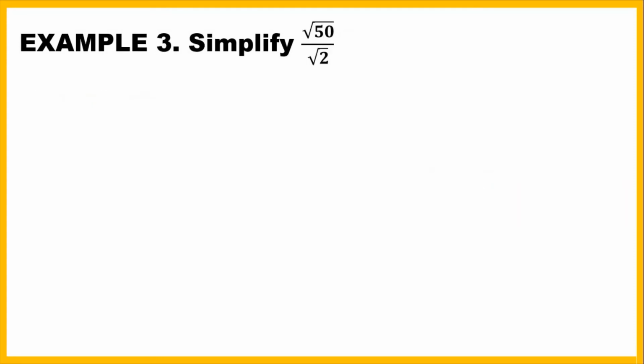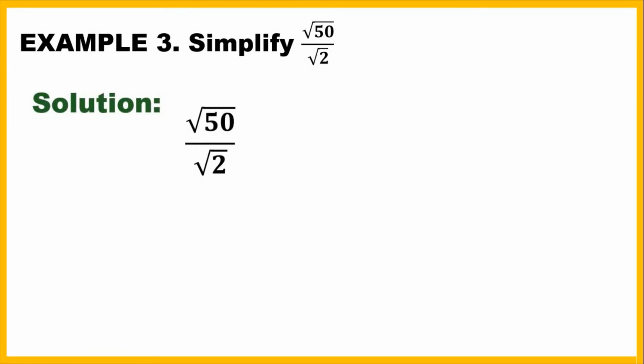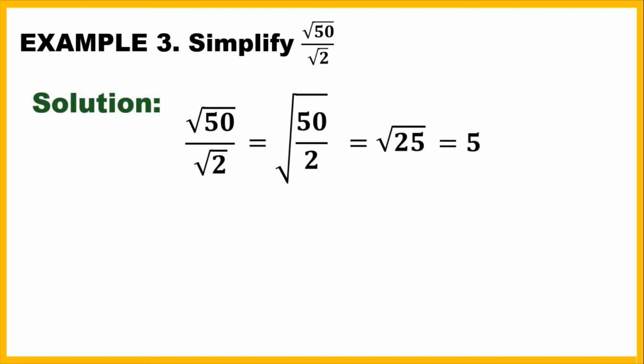For our last example, simplify square root of 50 over square root of 2. Again, these two numbers are not perfect squares. Using the second law earlier, we can divide these two numbers in a single radical sign. And so we have the square root of the quotient of 50 and 2. 50 over 2 is 25. And the square root of 25 is 5, since 5 times 5 is 25. Therefore, the square root of 50 over the square root of 2 is 5.